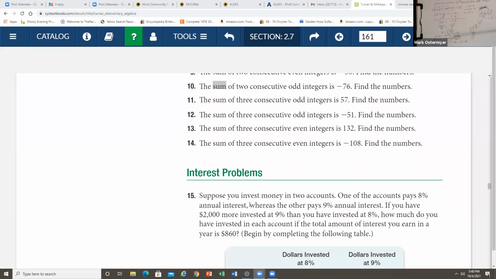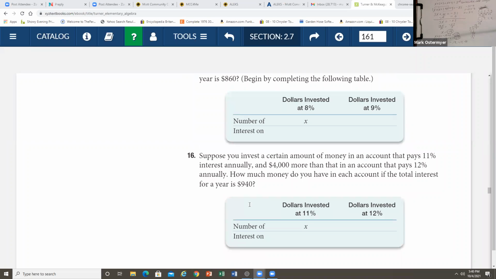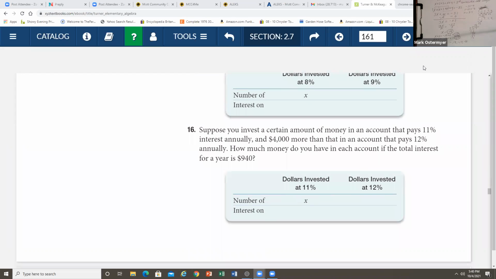Okay. Let's get down into problem number 16 here. This is a different type of problem. This is not involving consecutive numbers. This is involving money. Number 16: suppose you invest a certain amount of money in an account that pays 11% interest annually, and $4,000 more than that in an account that pays 12% interest annually. How much money do you have in each account if the total interest earned for a year is $940?